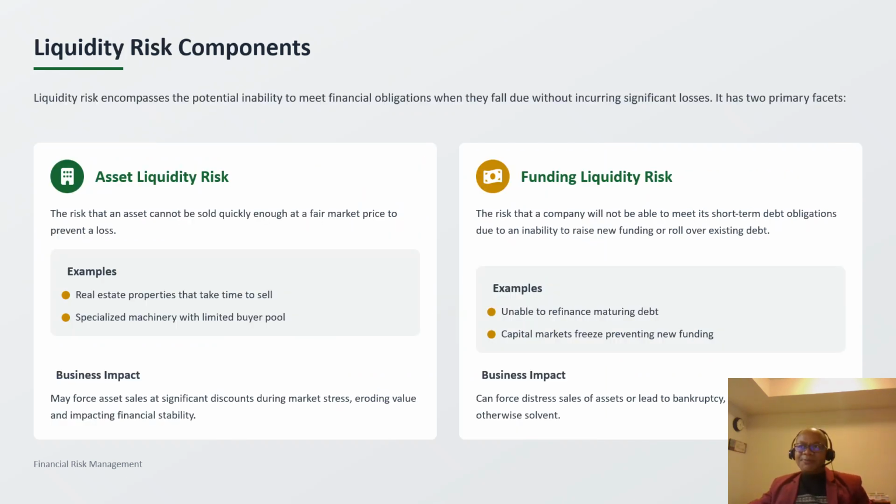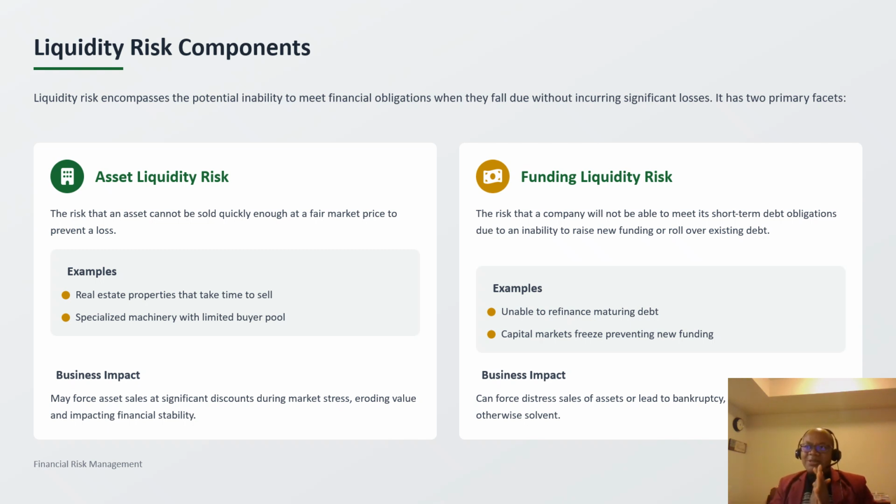Liquidity risk. Liquidity risk encompasses the potential inability to meet financial obligations when they fall due without incurring significant losses. It has two primary facets: asset liquidity risk, funding liquidity risk.